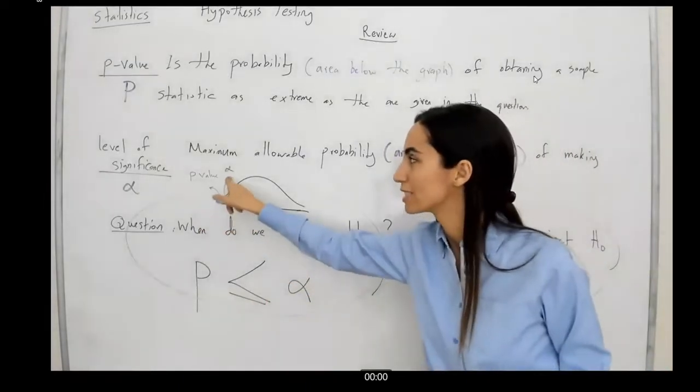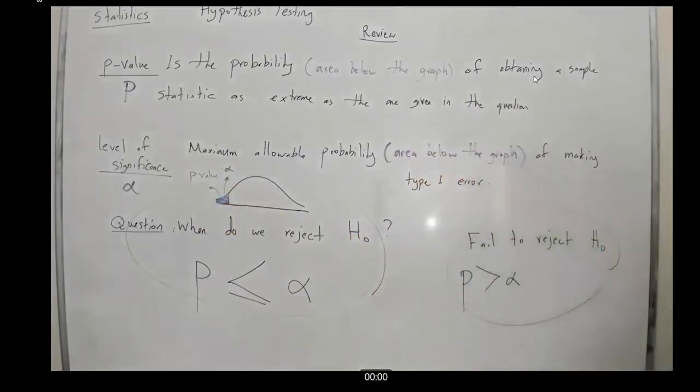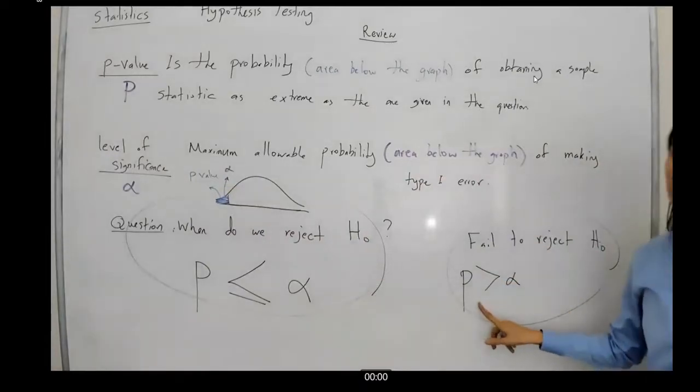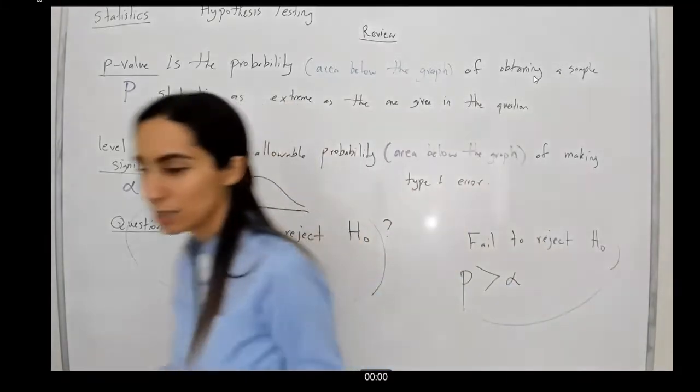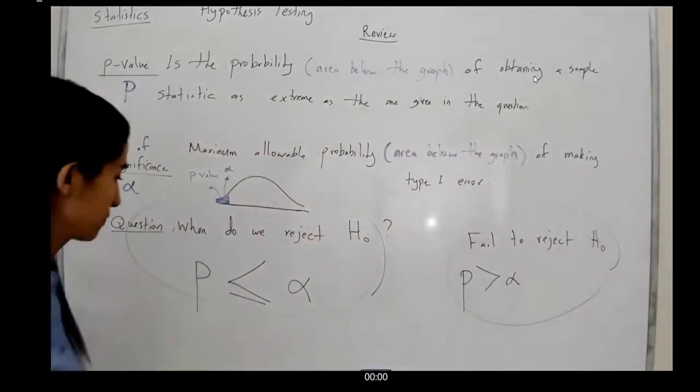Alpha, or level of significance, is another area. We fail to reject the null hypothesis if the p-value, or the probability, is greater than alpha. So what are the steps?